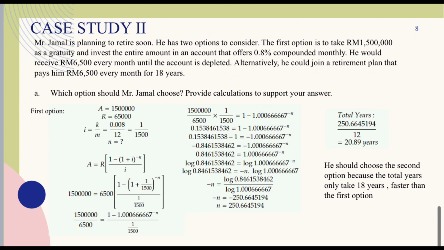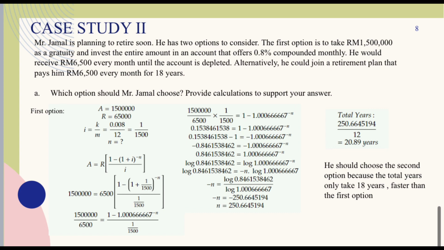So we will be bringing the 6,500 from the right side to the left side, just like on the screen. Then in the bracket, we will be solving the bracket. We will get 1 minus 1.000666667 power negative n over 1 over 1,500. So we will be bringing 1 over 1,500 from the right side to the left side.